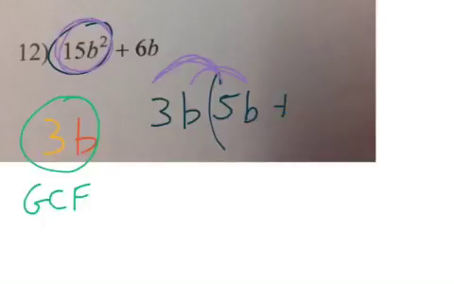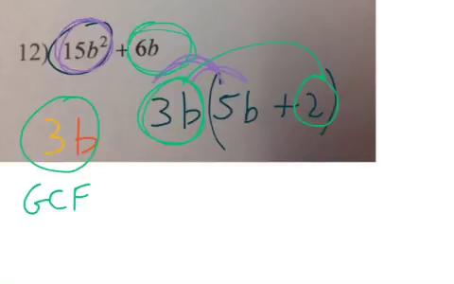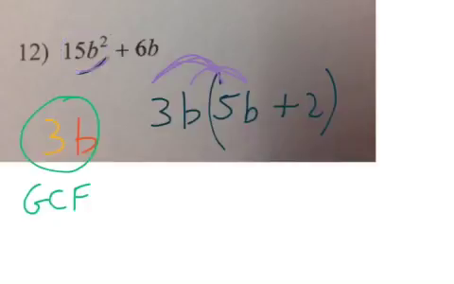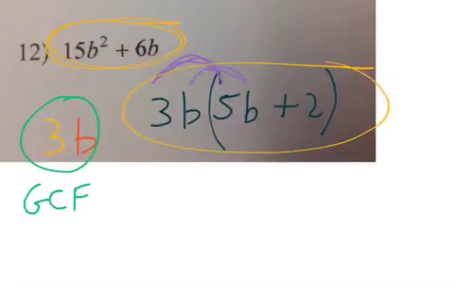Likewise, if I went ahead and did a plus 2, isn't 3b here times the 2 6b? Yes, it is 6b. So just cleaning it up here a little bit, when all is said and done, 15b squared plus 6b is factored into simply 3b times 5b plus 2 in parentheses. Okay, so pause the video and make sure you have that in your notes.